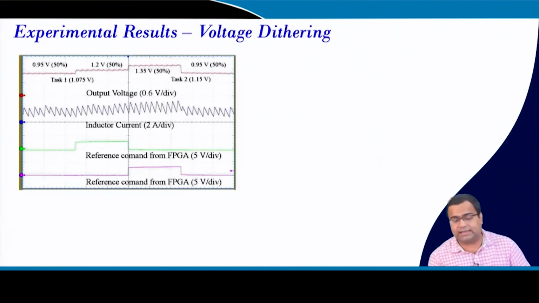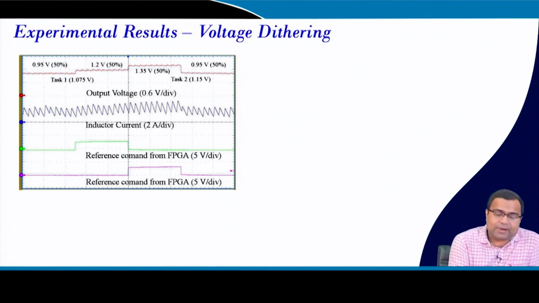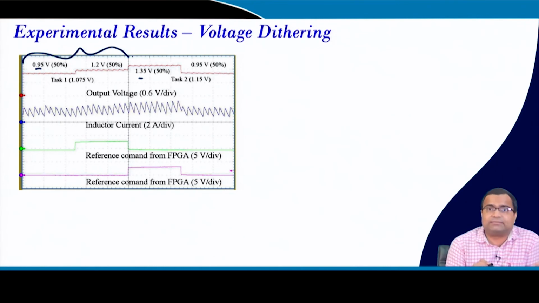So, with the voltage dithering technique that we have shown, if you change the voltage from 0.95 to 1.2, 1.35, 0.95, you can see there is no current overshoot or undershoot in this method, and it can change immediately. Here we have taken 3 different voltage levels we are switching, and in the first case we are switching between 2 voltage levels, alpha times T out, this is this duration, I would say.